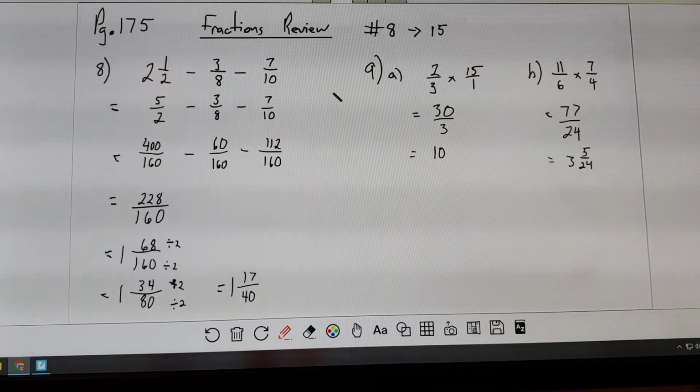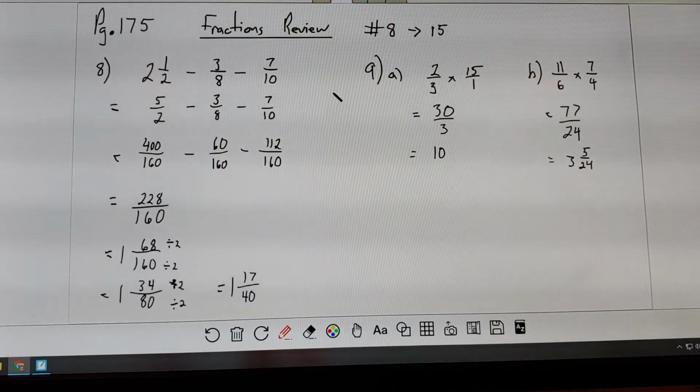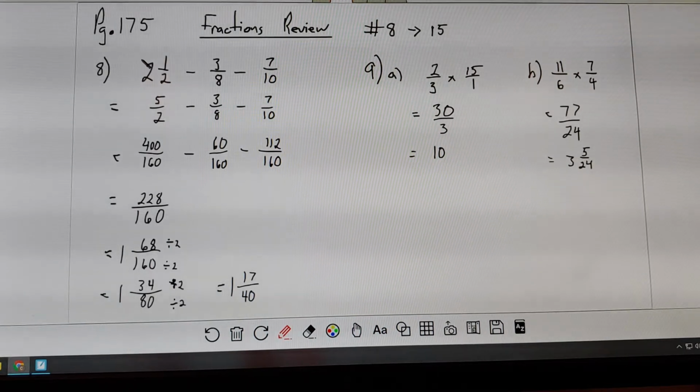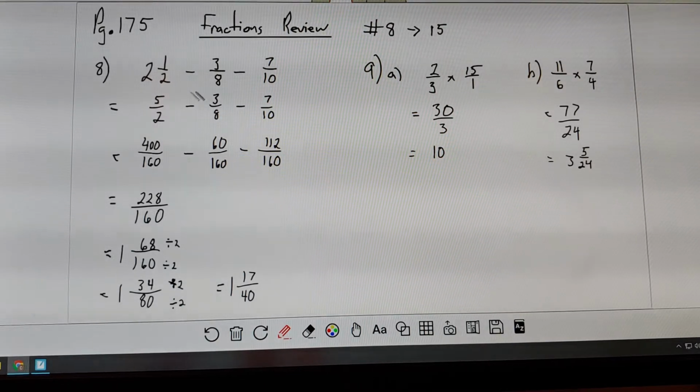So it's just saying your flask starts off with 2.5 cups of juice. Ping comes along, drinks 3/8 of it, and then Preston comes along and drinks another 7/10 of it, and they want to know how much is left. So you can do it all in one shot, as you see here. There's the total amount of juice in it. There's the first amount that leaves and then the second amount that leaves. So we can do it as one subtraction question.